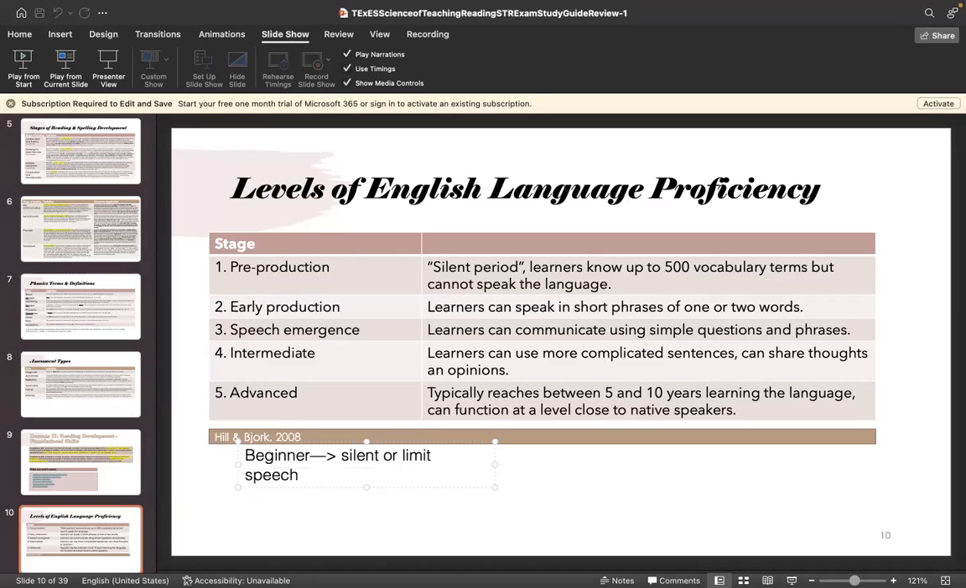And so that is at beginner level, where you're either silent, and you never want to rush anyone out of their silent period. What they're doing is listening and learning the oral language proficiency. I had a student once who stayed silent almost an entire 6 weeks, and they wanted to refer her to special ed. It was in the 7th grade. She was a recent immigrant. She had not spoken. I had never heard her voice.